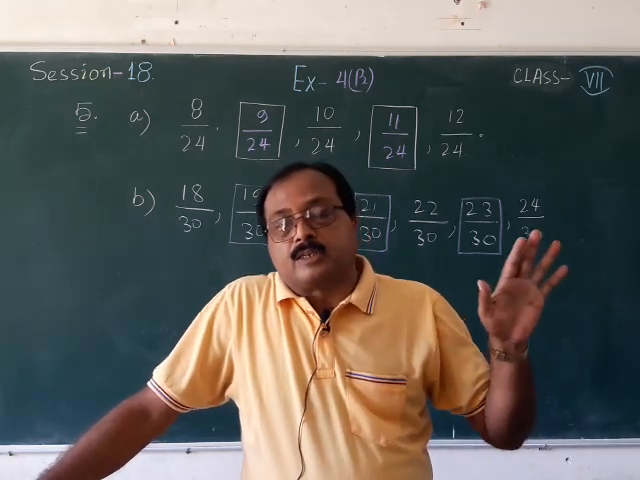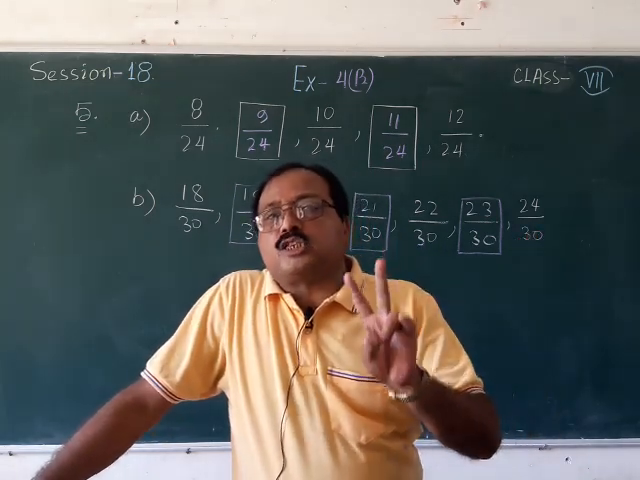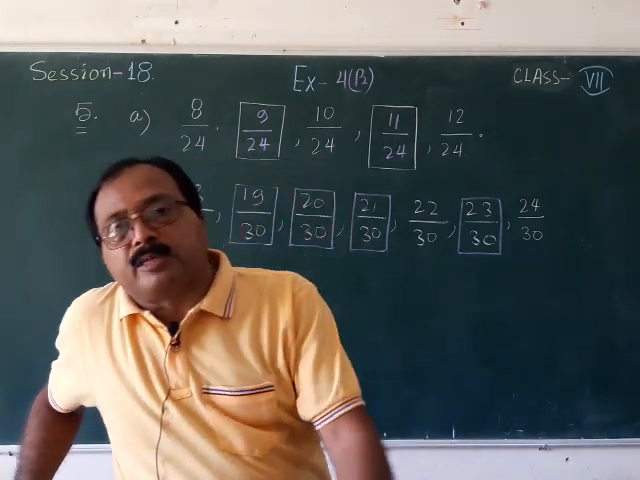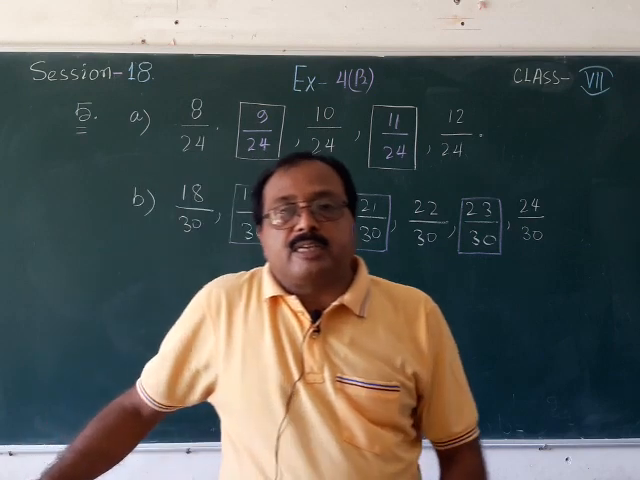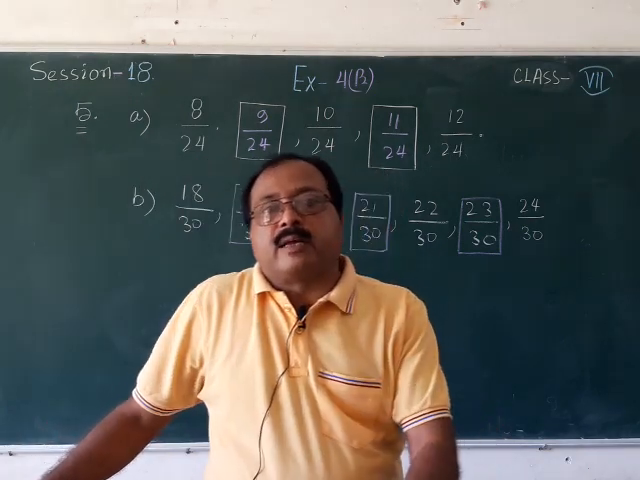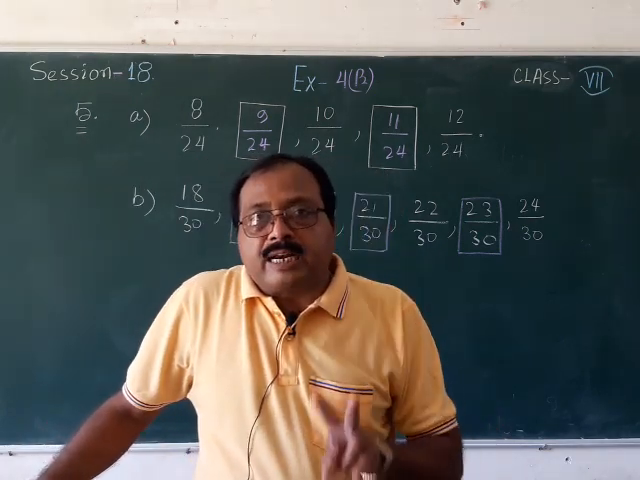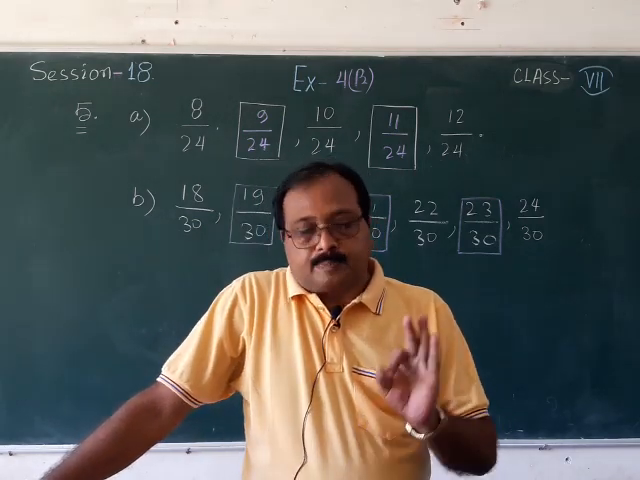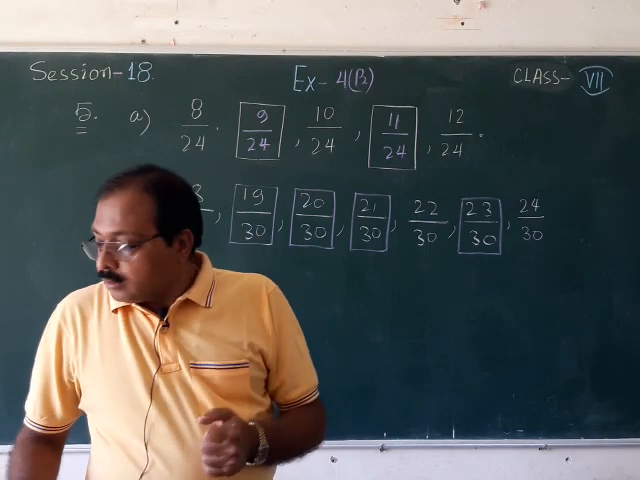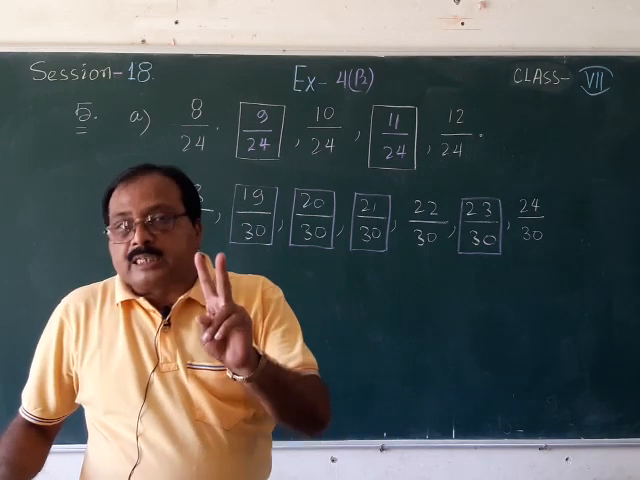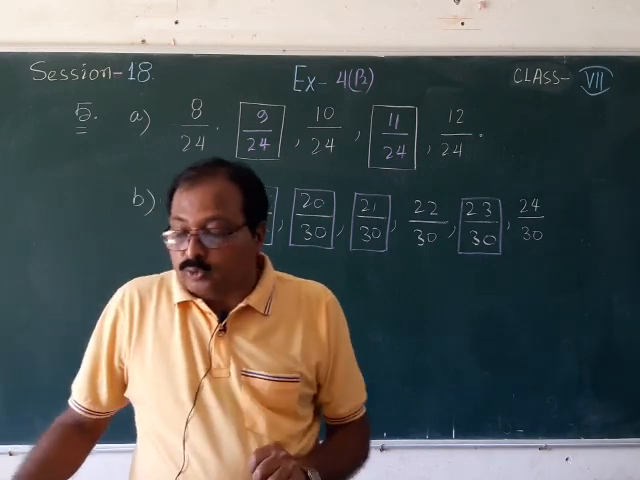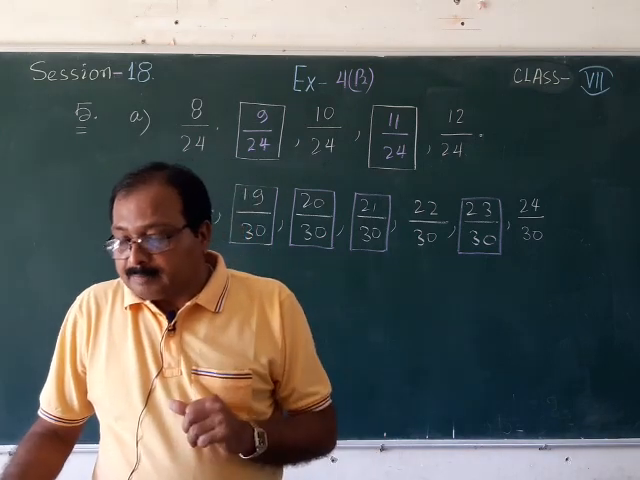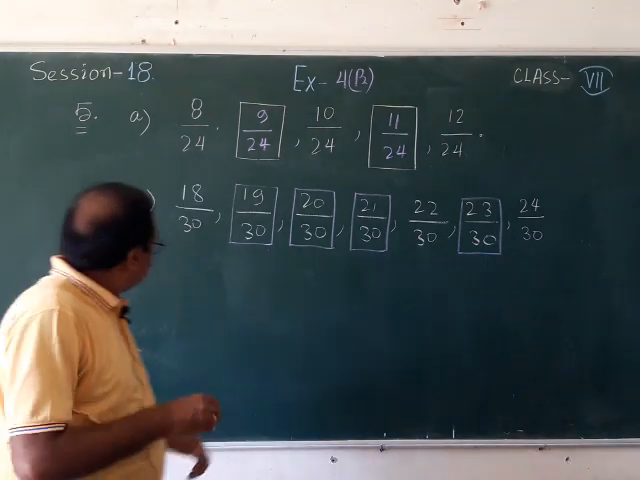Between 0 and 1 how many rational numbers are there? Infinite rational numbers. So between any 2 numbers, whether the number is a whole number or a rational number, there are infinitely many rational numbers. So keep it in your mind. Here in question number 6, 2 rational numbers are given. They have told you to write any 4 rational numbers in between them. Let us see how to do this question.